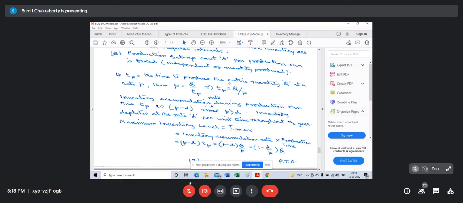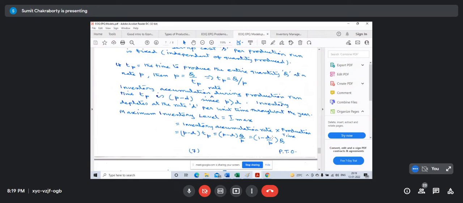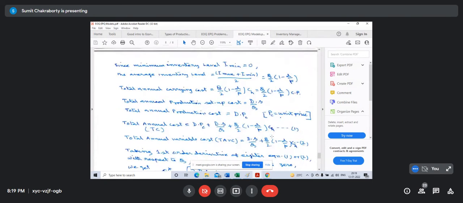Now we know TP equals Q by p. So IMAX is p minus d into Q by p. Now divide the whole thing by p. We get 1 minus d by p multiplied by Q. IMIN equals 0. So average inventory level equals IMAX plus IMIN by 2, which is Q by 2 multiplied by 1 minus d by p.